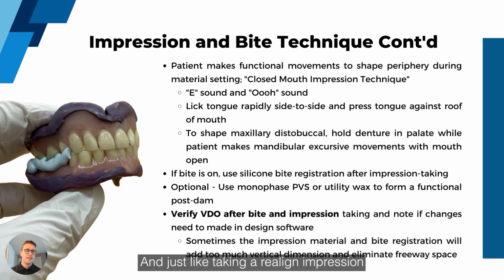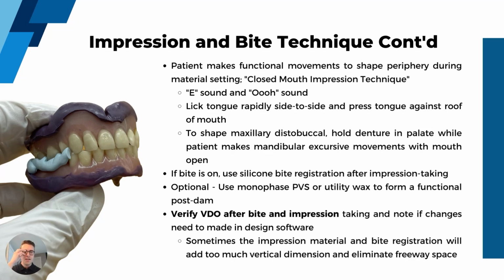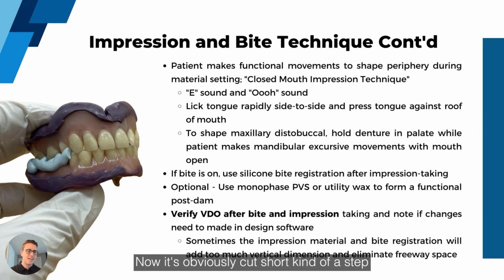And just like taking a reline impression, you want to start by taking the impression in the denture that has the worst retention, which is usually going to be the lower denture. Now, I like to do a closed mouth impression technique with functional movements, and this is really similar to the Hiro Abe style impressions or the SEMCD impressions. Obviously, it cuts short a step because you're not taking those alginate impressions with the frame cutback tray, but you're following similar steps to shape the periphery.